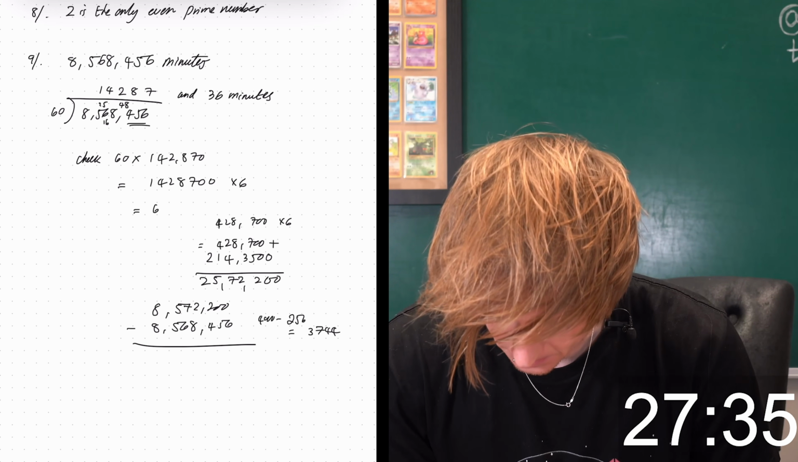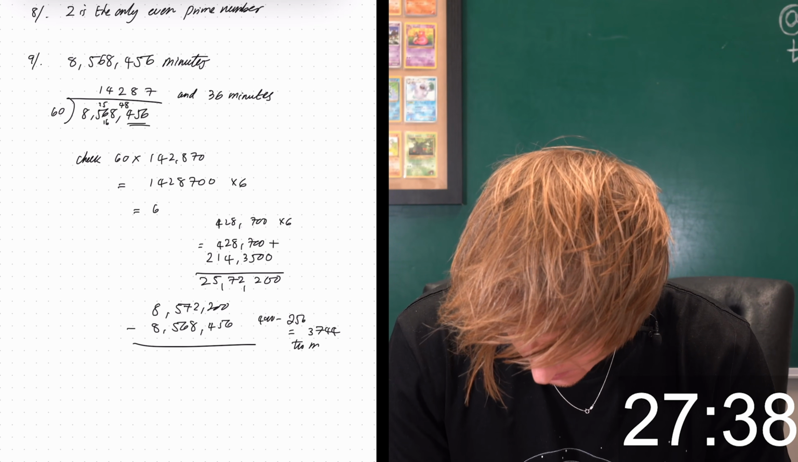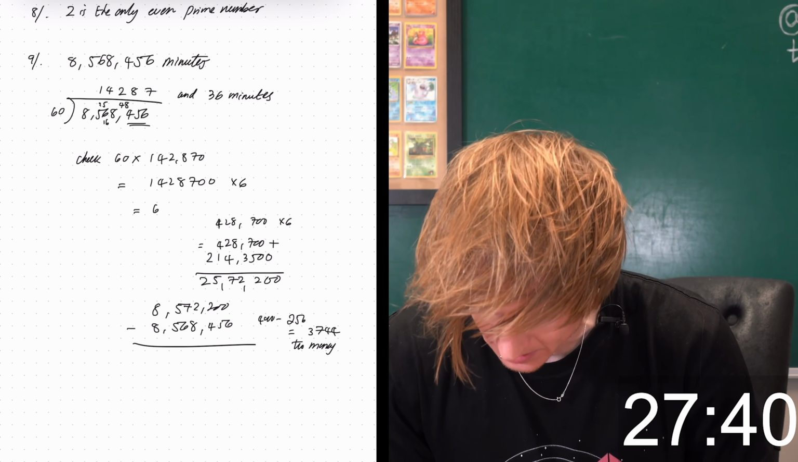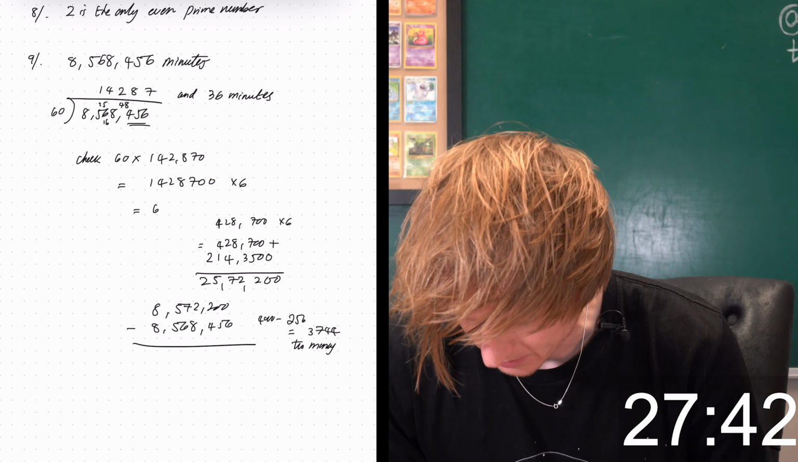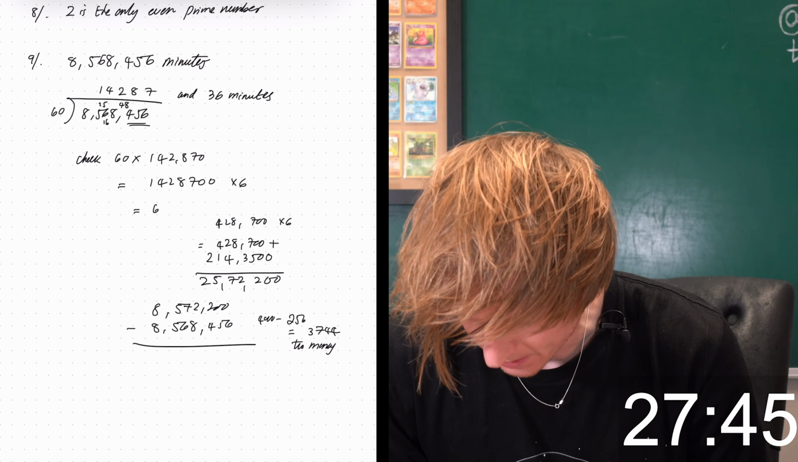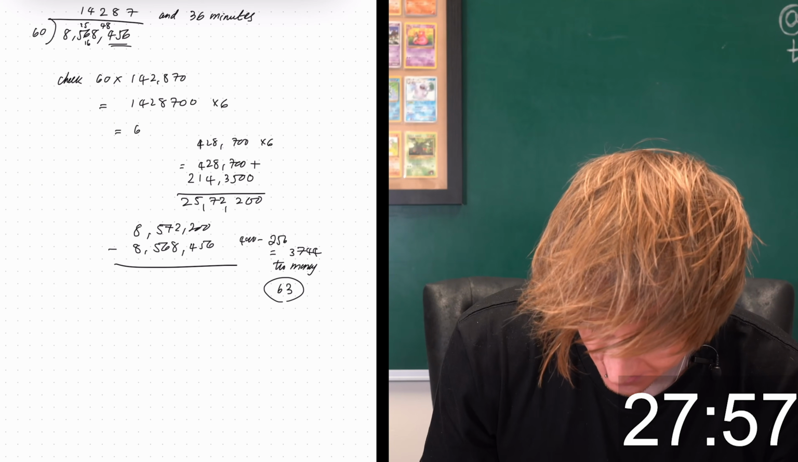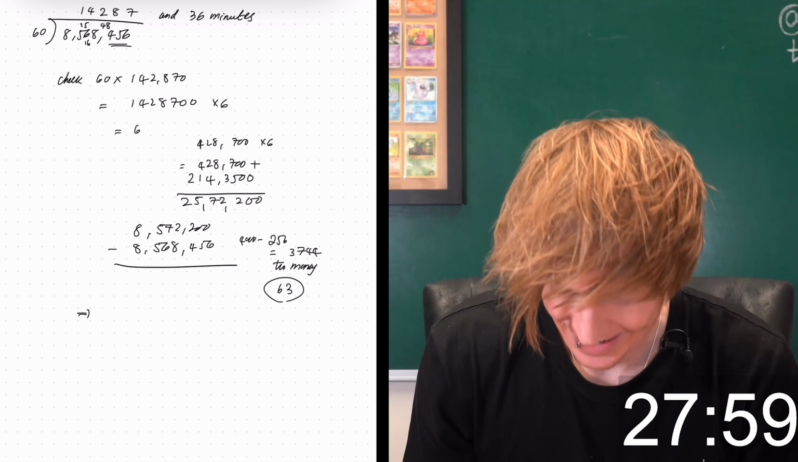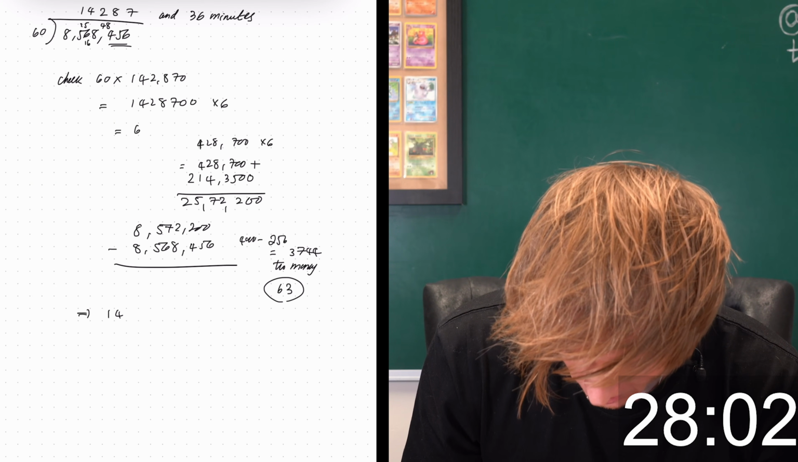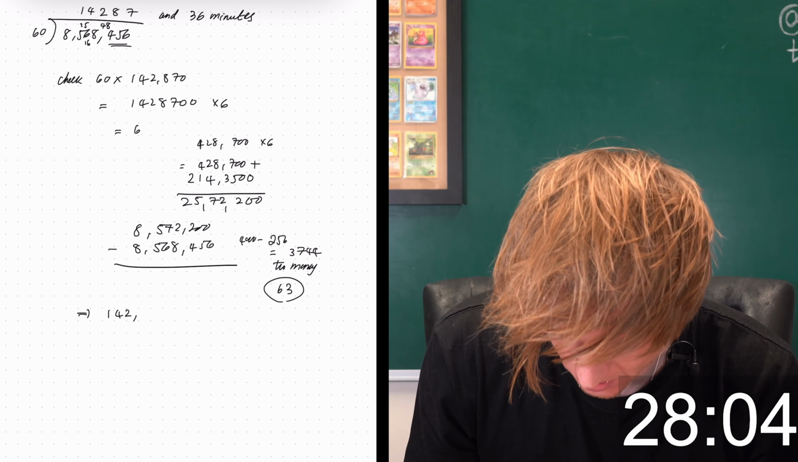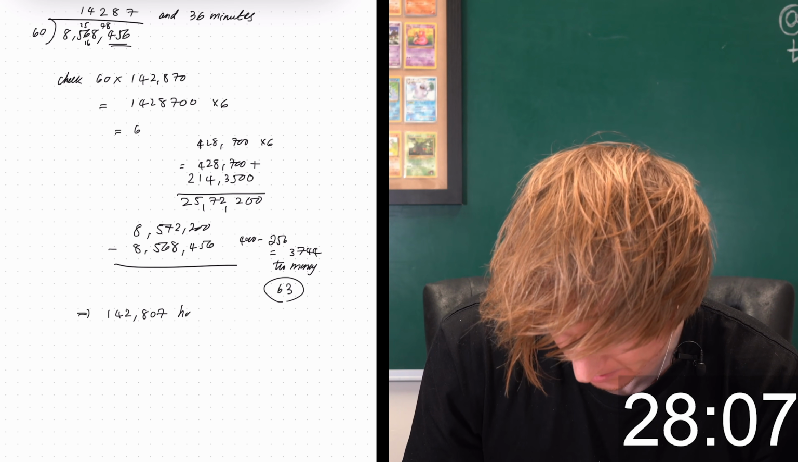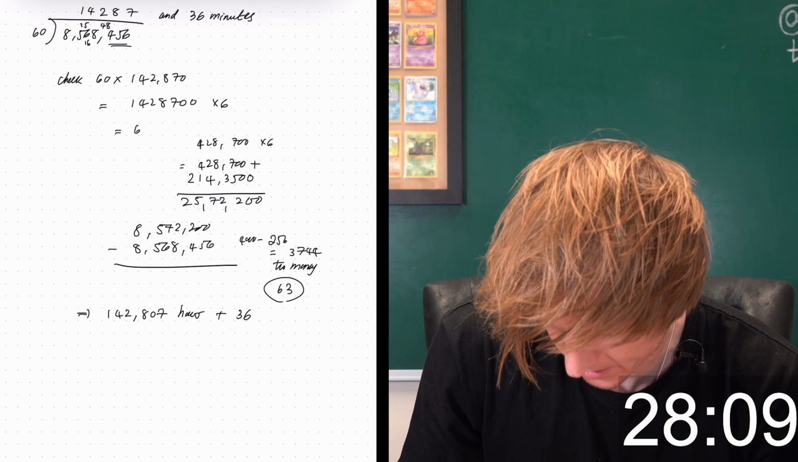Too many. So then what's that in 60s, which is 60 times 60 would give you 3,600. So that's 60, 62, 63 too many. Subtract that from the 142,870. So I think then what we've got here is 142,807 hours. Plus 36 minutes.